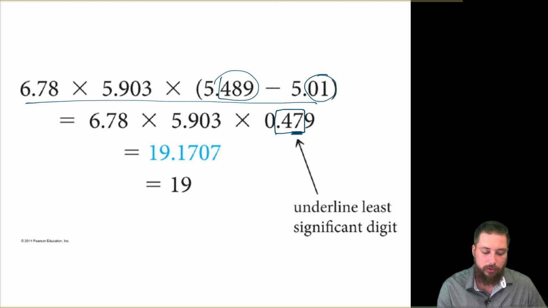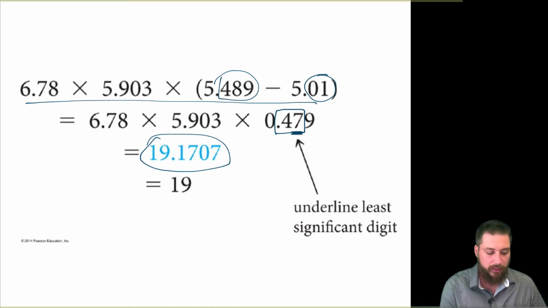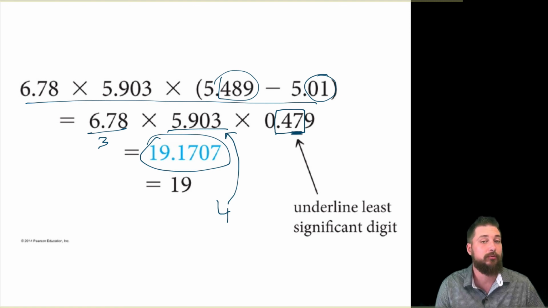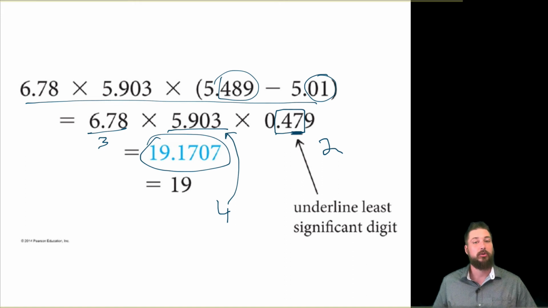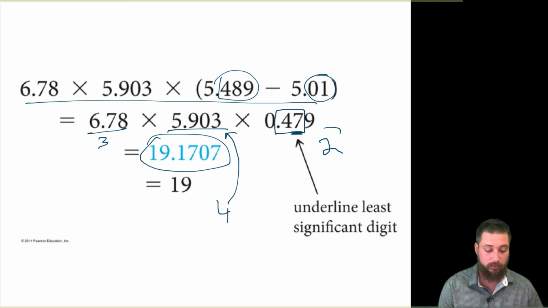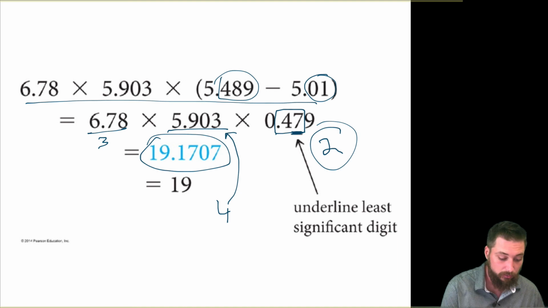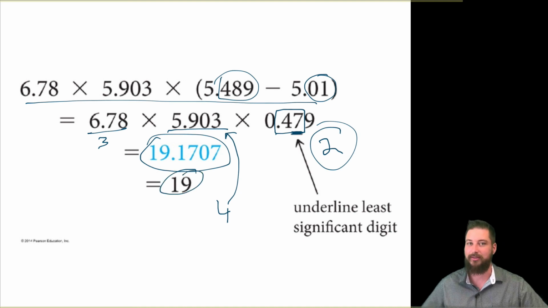Now, when we multiply this together, it's going to end up giving us this number here. This has 3 significant digits. This one has 4 significant digits. And then this one right here, if we would have rounded off that 9, would have given us 2 significant digits. And so because this right here would have only had 2 significant digits, that's going to limit us to 2 significant digits in our answer, which is why we end up with 19.